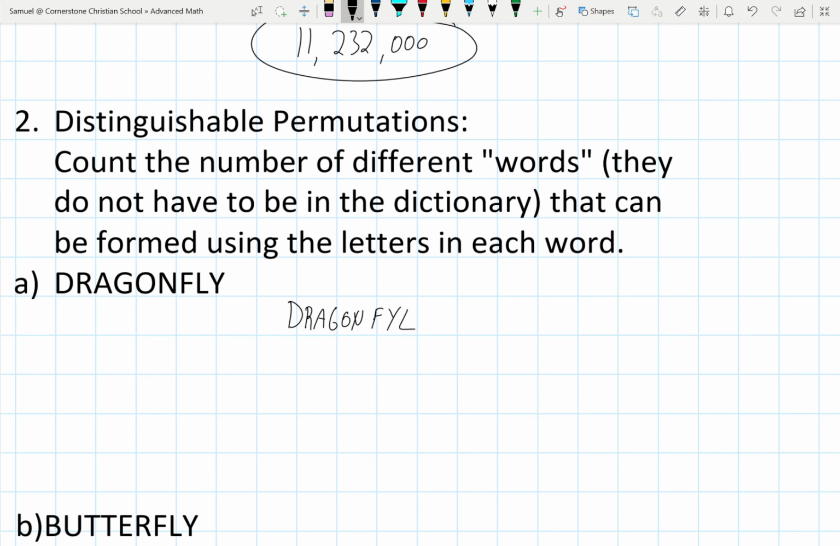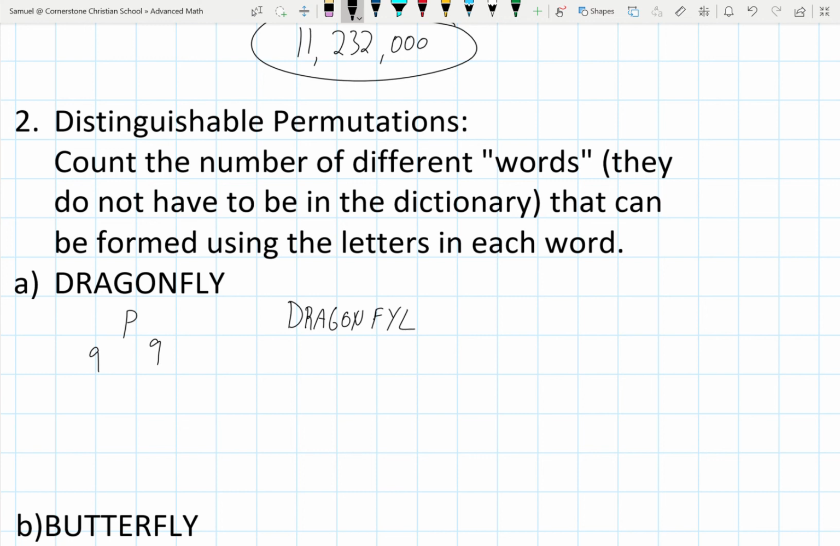There's quite a few of them, a lot more than I am going to take the time to write down. And so this is one option. This is a second option. How many more are there? And so what we're actually doing is we're taking 9 letters, because 1, 2, 3, 4, 5, 6, 7, 8, 9 letters in dragonfly. And how many are we picking, or how many are we arranging? We're actually taking 9 letters from a set of 9 letters, and we're arranging all 9 of them.